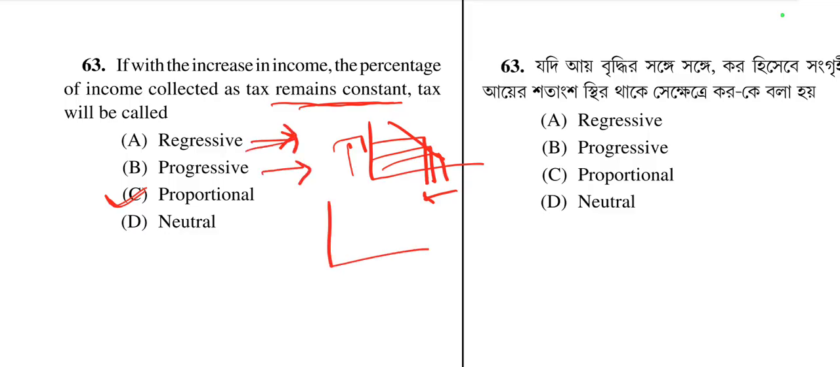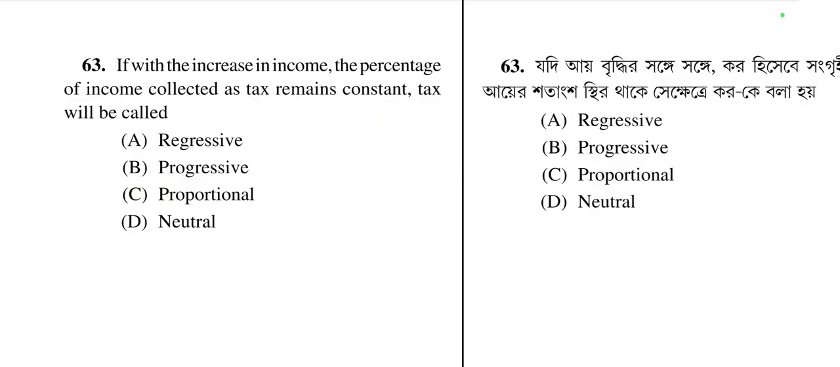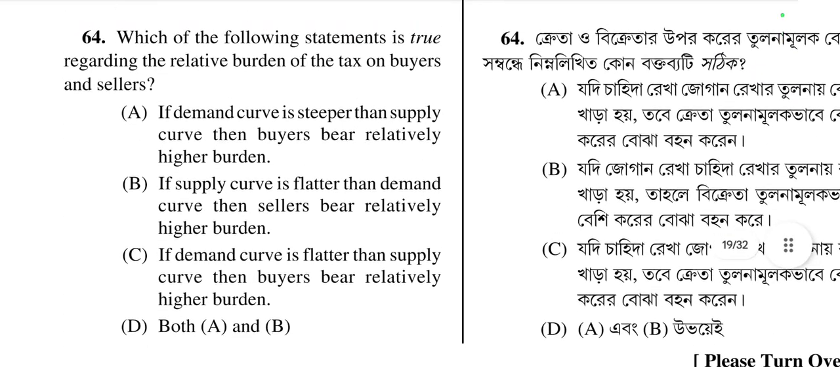Progressive means when income increases, then tax rates also increase. It is called progressive. Proportional means same. Whatever may be the income, the tax rate remains the same. It is called proportional. So when income increases but tax rate remains the same, it is called proportional. Then neutral means no effect on the person. So here option C is the right choice. Then come to question number 64.